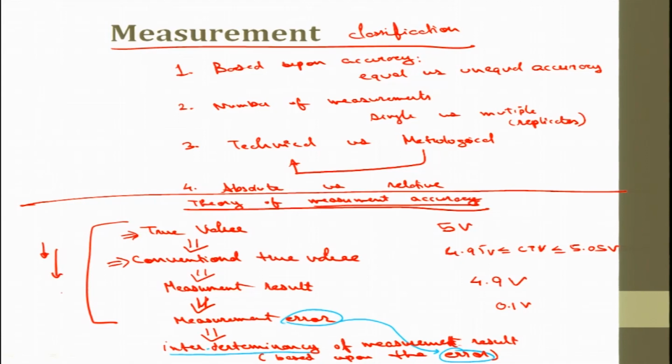So it goes like this, as we discussed: the true value, the conventional true value, is obtained, and the measurement results have some errors. Those errors are used to obtain some inference. So there is an indeterminacy of measurement results based upon errors, which gives us some interpretation about the results, that is, to what extent our results are correct.